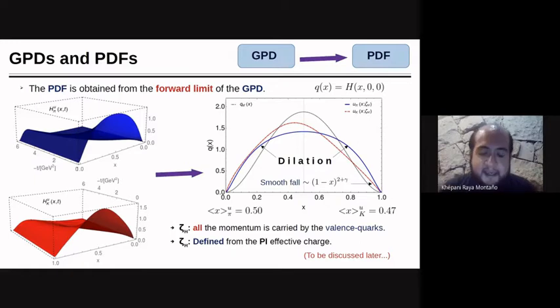This is valid at the hadron scale. In this scale, the fully dressed quasi-particles of the valence-quark are the correct degrees of freedom. Thereby, all the momentum is carried by the valence-quarks. And later, we will obtain the specific value of this scale from the process-independent effective charge of QCD.